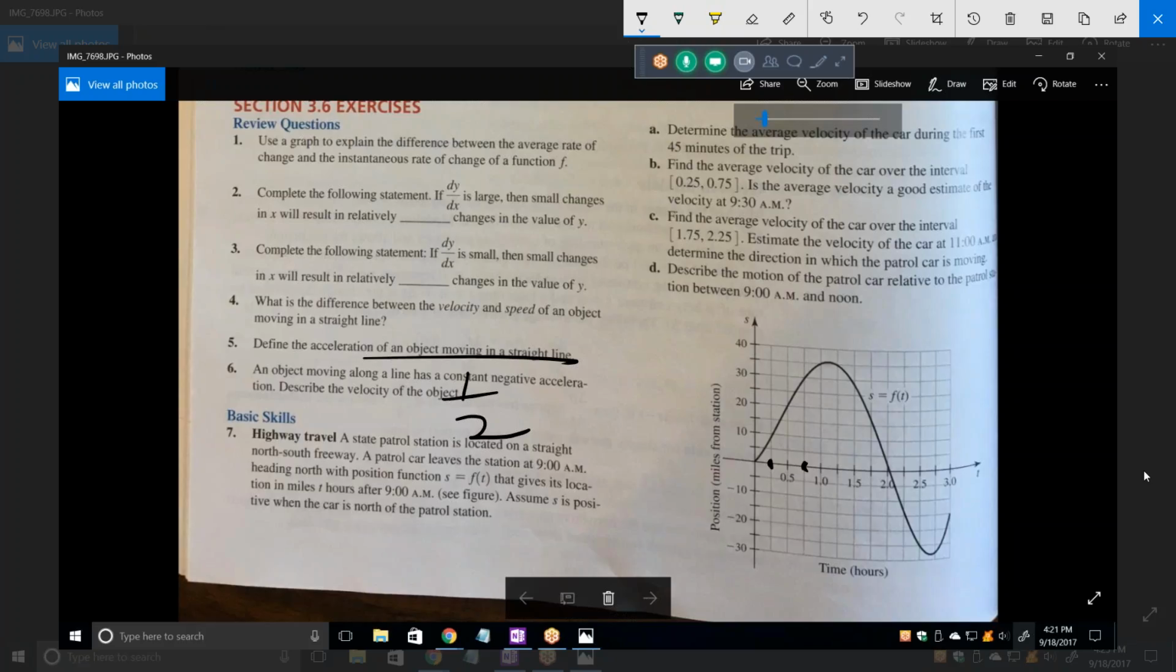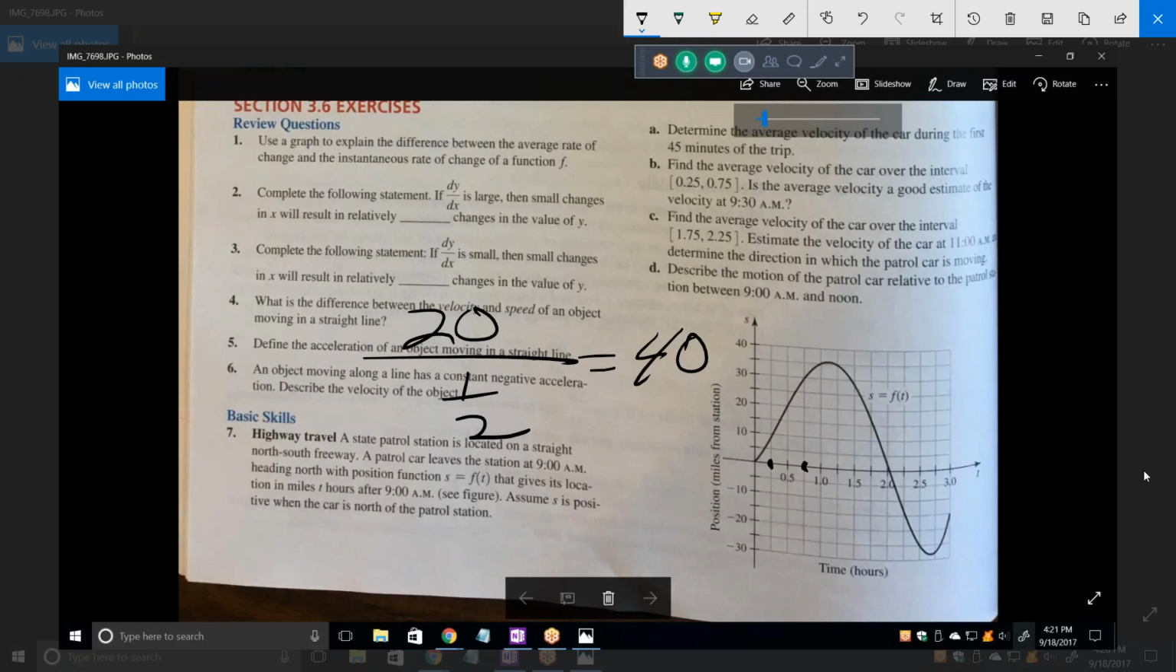Remember, the numerator is the difference of the y values. So it'd be 20 at the top. You got it. Now what's that turn into? That would turn into 40. So his velocity was the same in the first 45 minutes as it was in the 15 to 45 minute range.